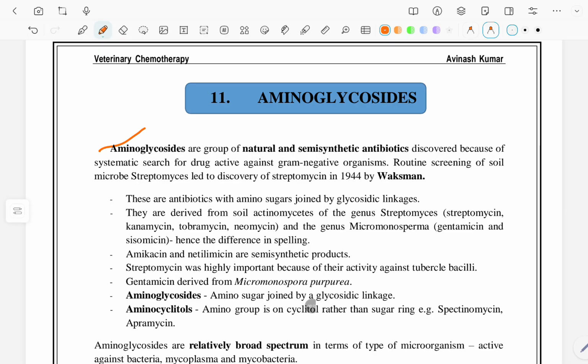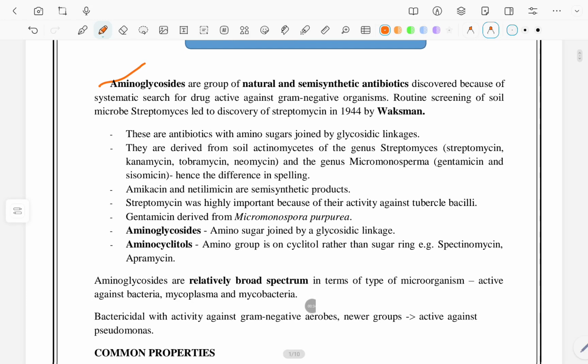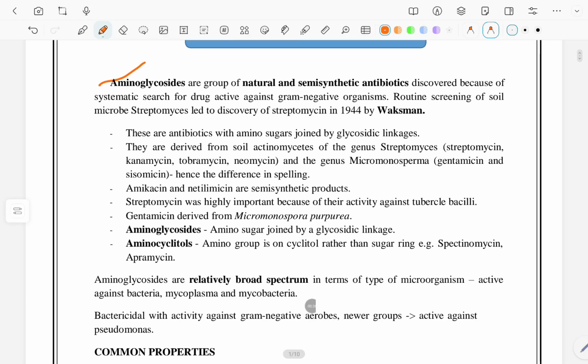Routine screening of soil microbes, Streptomyces, led to the discovery of streptomycin in 1944 by Waksman. These are antibiotics with an amino sugar joined by glycosidic linkage. They are derived from soil actinomycetes of the genus Streptomyces: streptomycin, kanamycin, tobramycin, neomycin; and of the genus Micromonospora: gentamicin and sisomycin. Hence the difference in spelling.